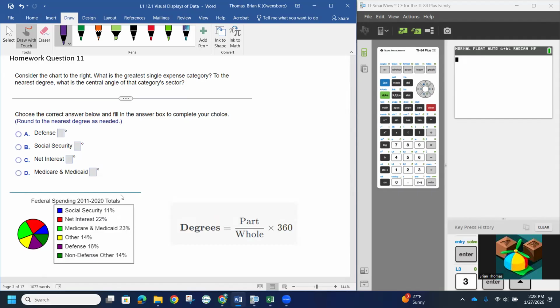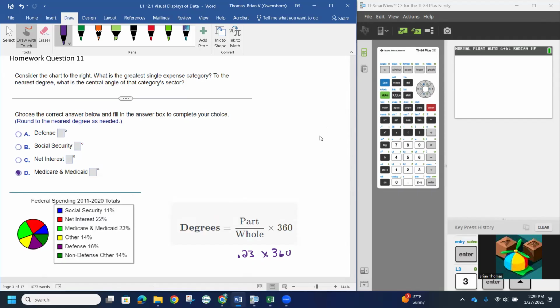Now, from here, they're asking us to determine the number of degrees of each sector. So the first one, actually I take that back. We got to choose Medicaid, Medicare. This is just a multiple choice question. Sorry. So Medicare is the biggest expense category. I don't see anything bigger than 23%. So multiple choice, D. And then if I want to determine the number of degrees, the part over whole is going to be that percent. So it's really just going to be this 23% times this 360 is really all we got to do.